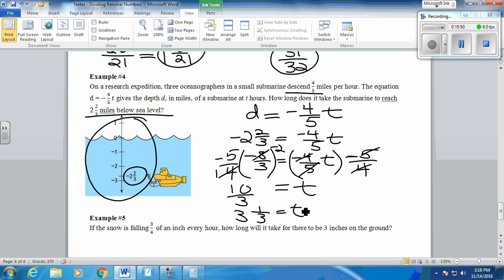Now that is not the only way to do that problem. You could have also divided both sides by negative 4/5 and then worked it out. Or you could even just multiply by the denominator and clear. If you have any questions, please be sure to ask me.